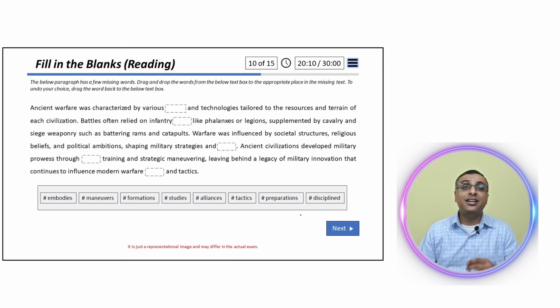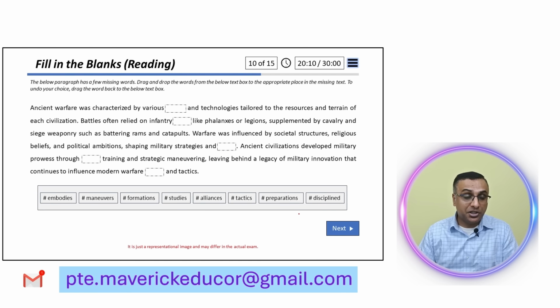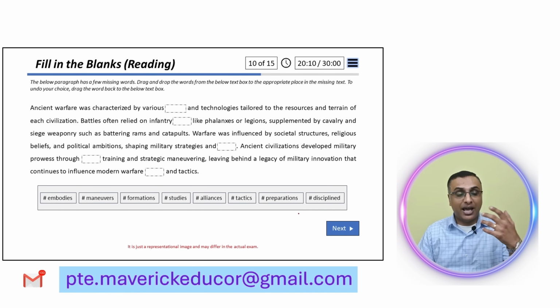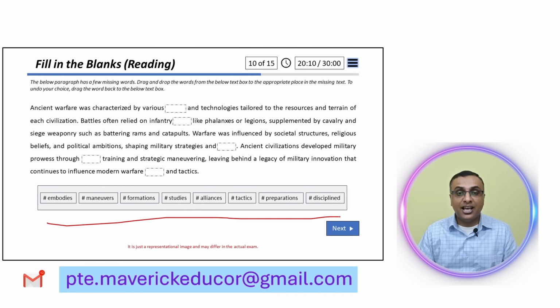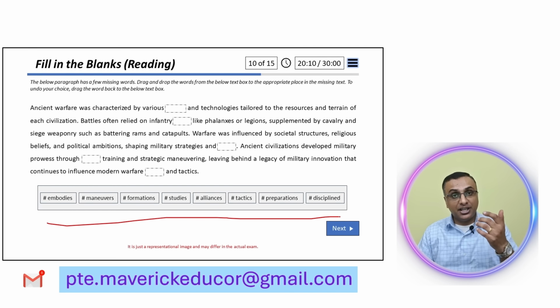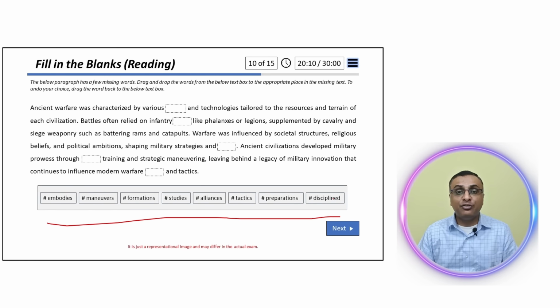Now let's look at the reading fill in the blanks representational image. Here also there is a paragraph with some missing blanks. But in this case, the answer options will be present just below the paragraph. You will have to select the most appropriate option for each of the blanks. Once you complete doing this, go ahead and click next for the next question type in your exam.